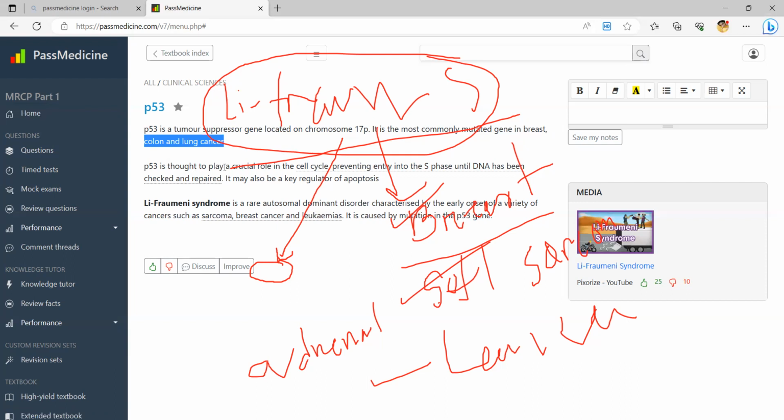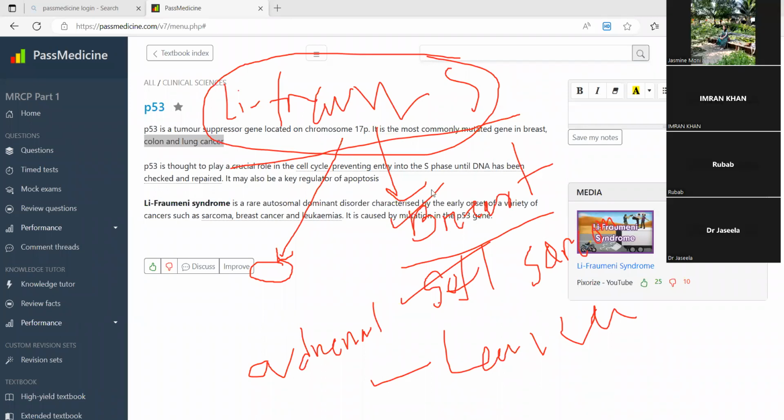P53 is thought to play a crucial role in the cell cycle, preventing entry into the S phase until DNA has been checked and repaired. In S phase, the synthesis of DNA, RNA, and some proteins required for the new cell happens. So before entering the S phase, P53 has a role to check whether the DNA is safe or not. That is checked and repaired. If there is any problem, that is repaired. So if there is a problem within the P53 gene, there is a chance of developing carcinoma.